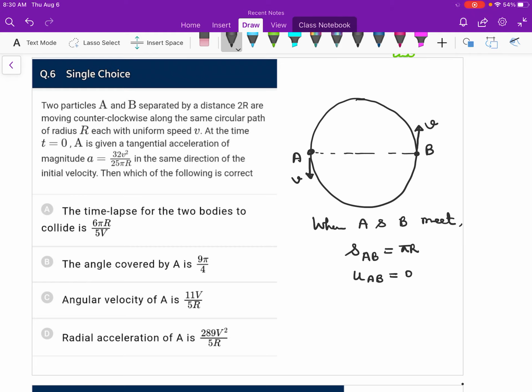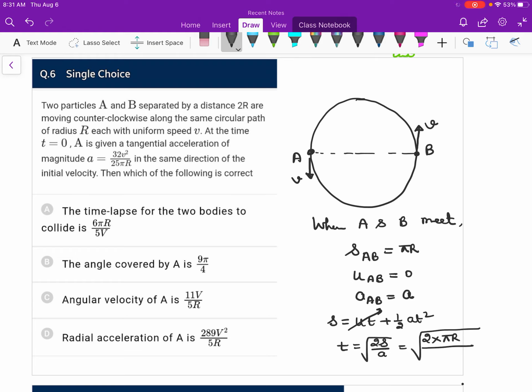See, when the two particles are moving along a circular track, we can straighten the track. We can consider it as straight line track, like B is moving with speed V and A is following with speed V. Okay, so UAB is 0, and acceleration of A relative to B is tangential acceleration, which is small a. Okay, now let's apply equation. So S is ut plus half at square. So u is 0, so time taken is under root 2s by a, that is 2s, which is pi r, by a, and a is 6 pi r.